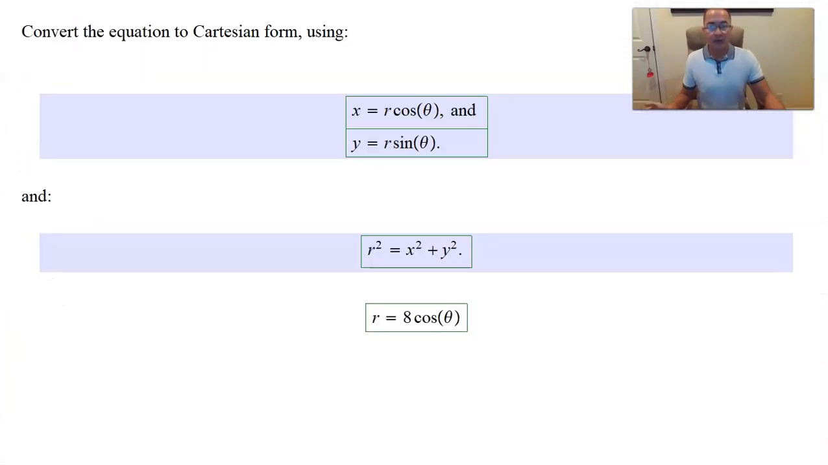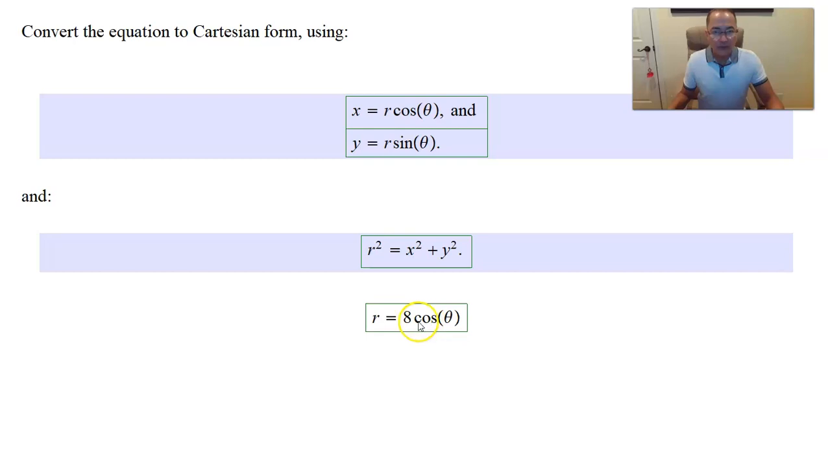Okay, so we know how to find the equation of a circle in Cartesian coordinates, not so much in polar coordinates. Our equation is r equals 8 cosine theta. We know the conversion formulas to go from polar to Cartesian. We also know that x squared plus y squared is r squared. We're not going to use theta as arctangent y over x.